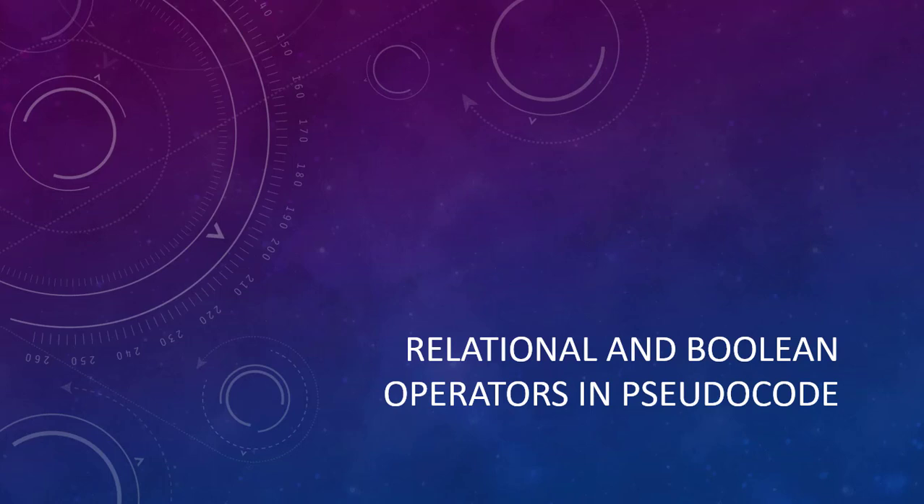We have learned about Boolean operators, especially when we were studying data types of variables in pseudocode. And we have seen that Boolean variables have two possible values. These are true and false, or yes or no.